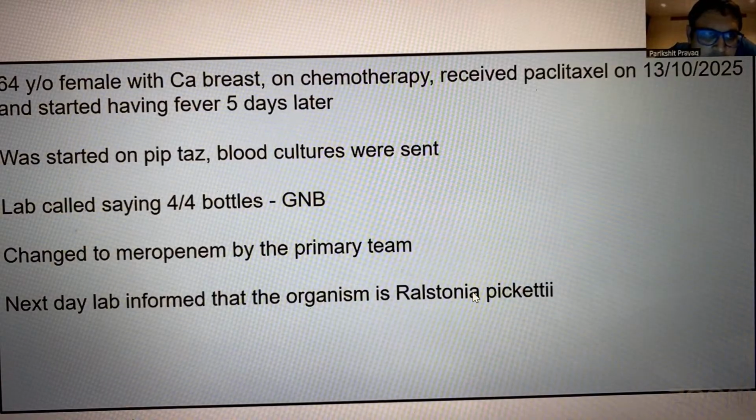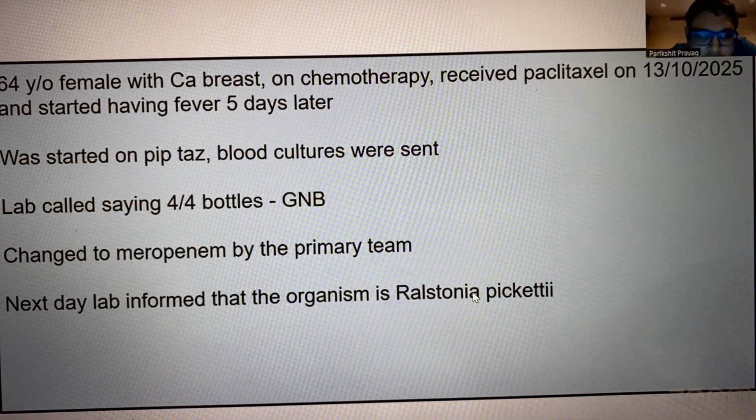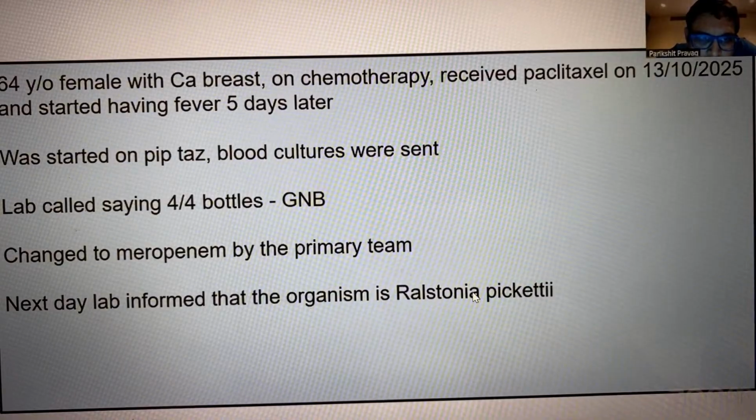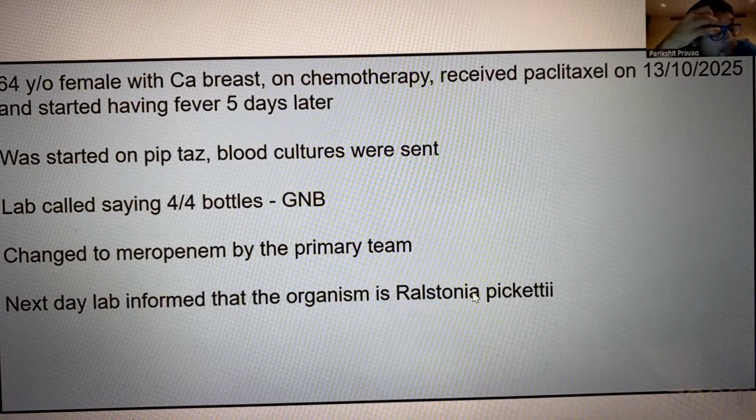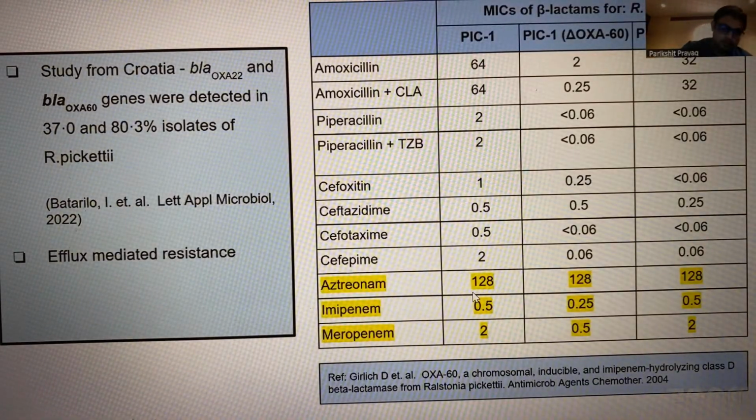A recent patient, again, a 64-year-old female with carcinoma of the breast on chemo, started having fevers and was started on piperacillin-tazobactam. Blood cultures were sent, and the lab called saying that all 4 bottles are growing a GNR, and she was changed to meropenem by the primary team. Next day, the lab informed that the organism is Ralstonia. So what are the chances that your meropenem is going to work? The answer is unfortunately very little.